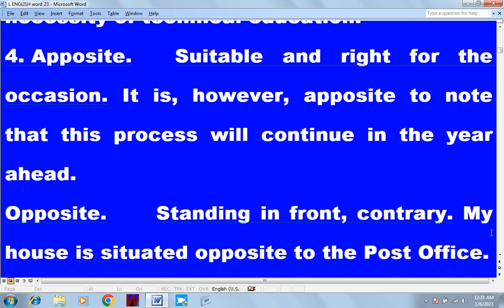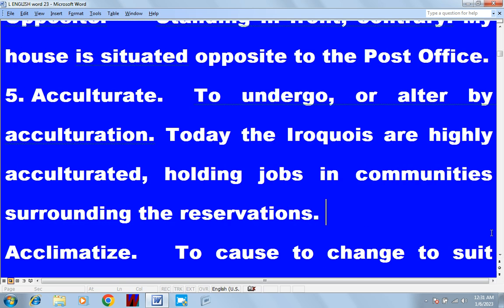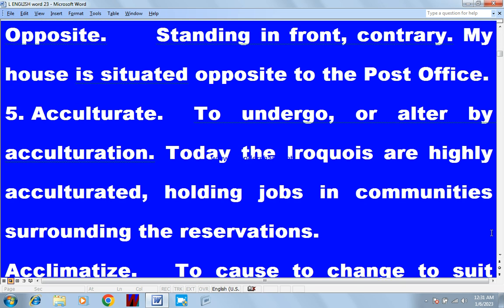Opposite, O-P-P-O-S-I-T-E, opposite, standing in front or contrary. Against, my house is situated opposite to the post office or railway station or anything.